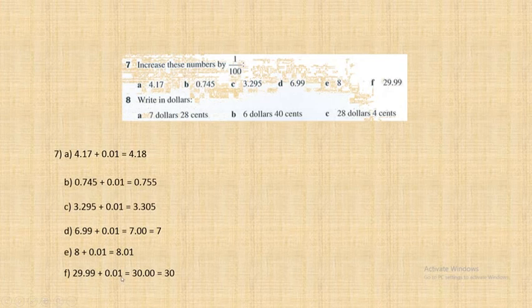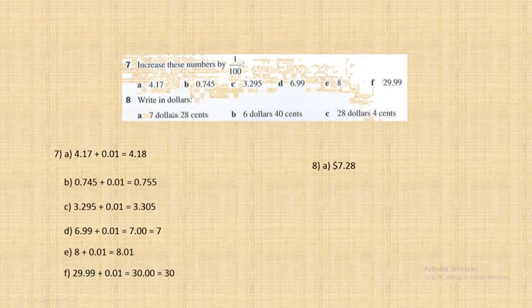So I will add 1 to this 9, and it's going to be 10. So 0 and carry up 1. And then 0 and carry up 1. And then 0 and carry up 1. So 1 plus 2 equals 3. So it's going to be 30.00, which is equal to 30.